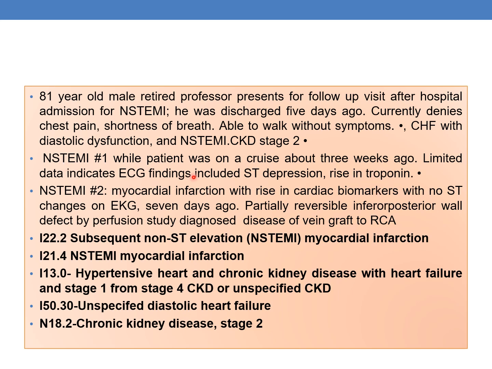Limited data indicates ECG findings included ST depression and rise in troponin. And the subsequent non-ST elevation myocardial infarction. Here the initial is also non-ST elevation myocardial infarction and subsequent is also non-ST elevation myocardial infarction. Same type. It occurred with a rise in cardiac biomarkers with no ST changes on EKG 7 days ago, and a partially reversible inferior posterior wall defect by perfusion studies has been diagnosed, and the physician diagnosed disease of vein graft to the RCA.